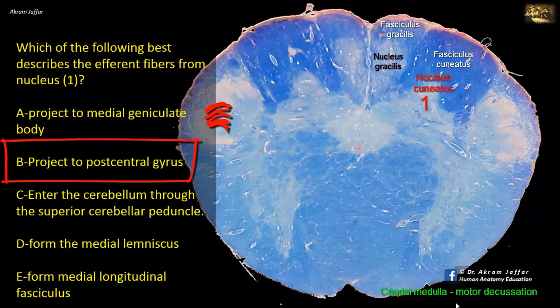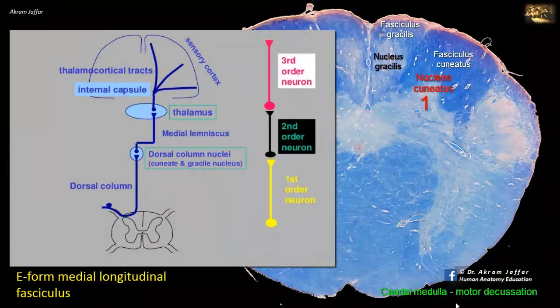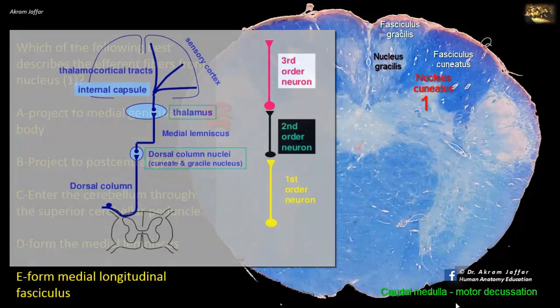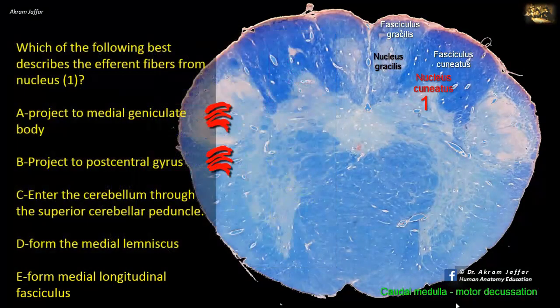Regarding B, this is the ultimate destination, projection to the postcentral gyrus. The ultimate destination of the whole tract is the postcentral gyrus containing the primary somesthetic area, but the fibers arising from the cuneate nucleus should relay in the thalamus, ventral posterior lateral nucleus, before they project to the cerebral cortex in the postcentral gyrus.